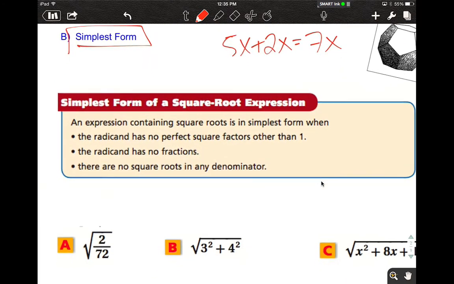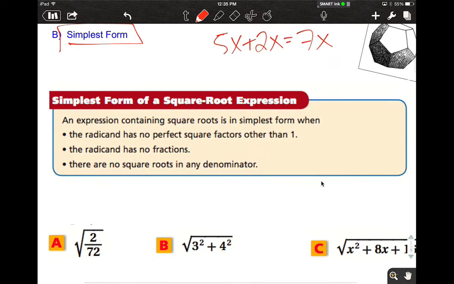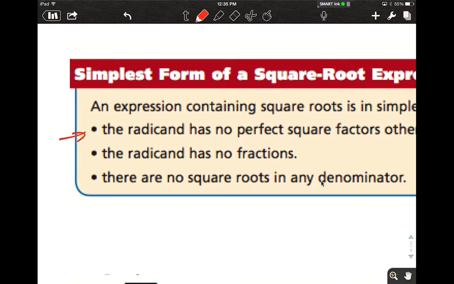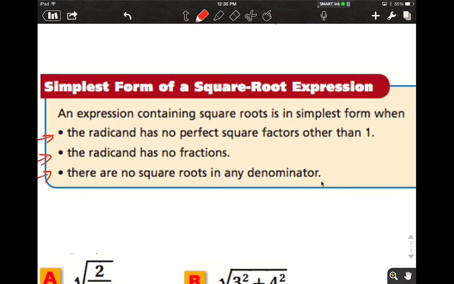So there are rules as far as simplifying expressions. There are rules when we simplify square root expressions. What does it mean to be completely simplified? These are our 3 rules. The radicand has no perfect square factors other than 1.